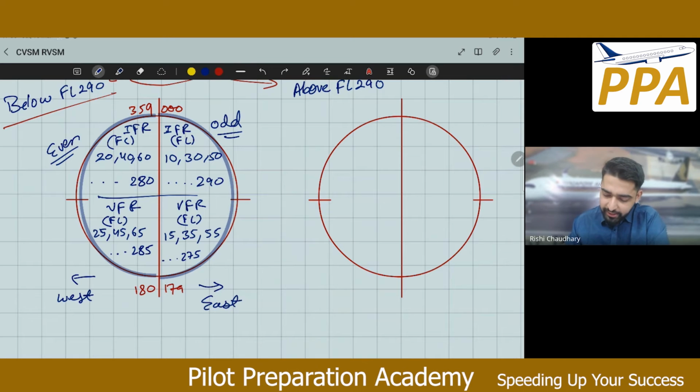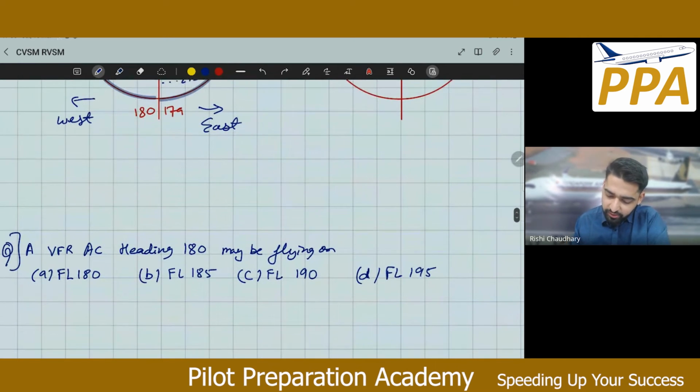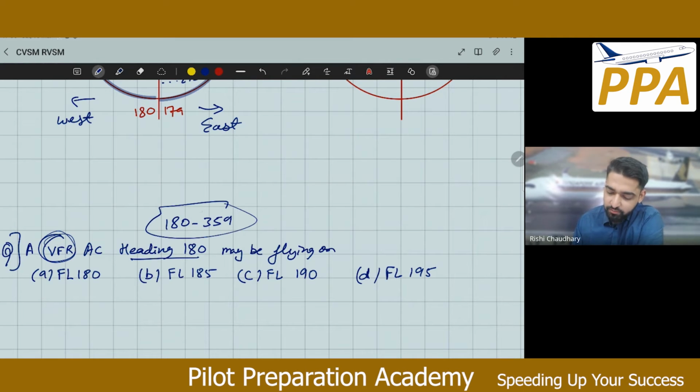Okay, let us take an example like this. A VFR aircraft heading 180, maybe flying on. So let us do this question. If the aircraft is VFR, right, and heading is 180, 180 means what? It is from the 180 to 359 group. That is the westerly group. So a VFR aircraft heading 180 may be flying on which flight level? See, IFR flights always have thousands, but VFR have thousands with 500 added to it, right?